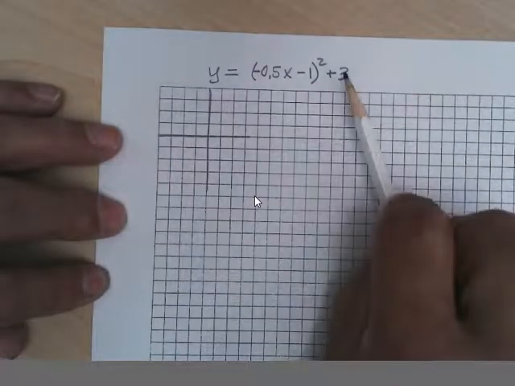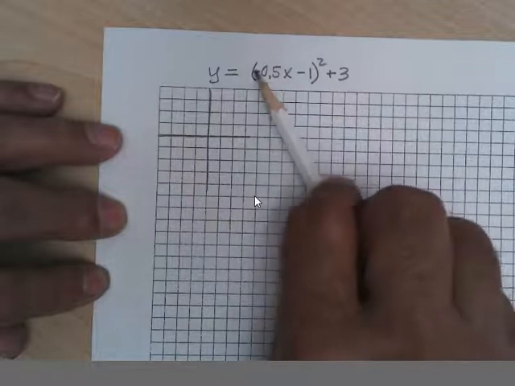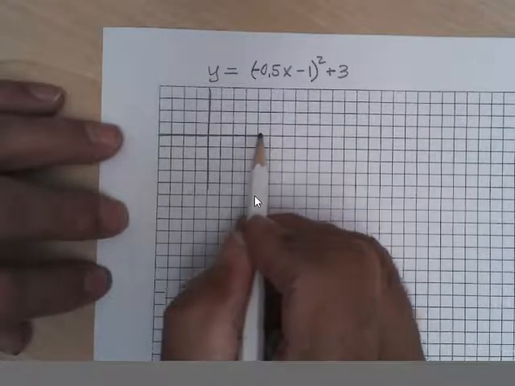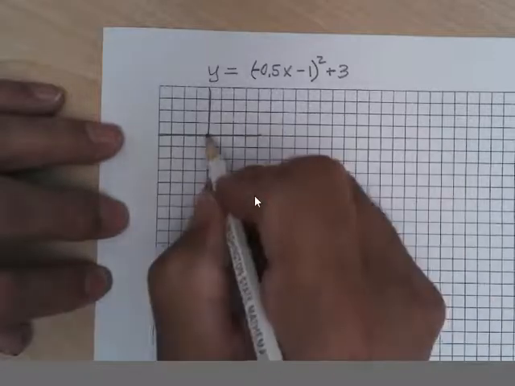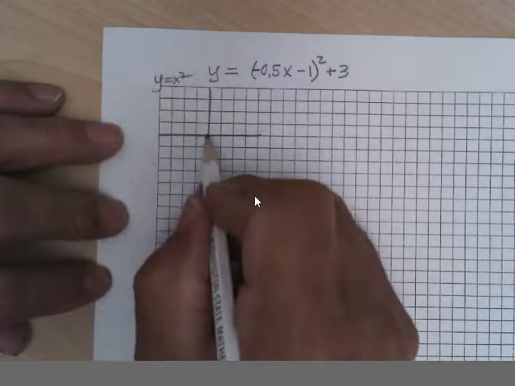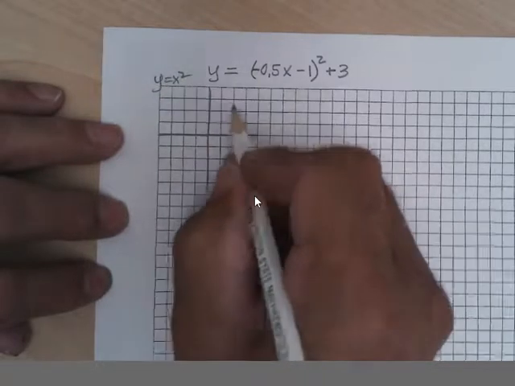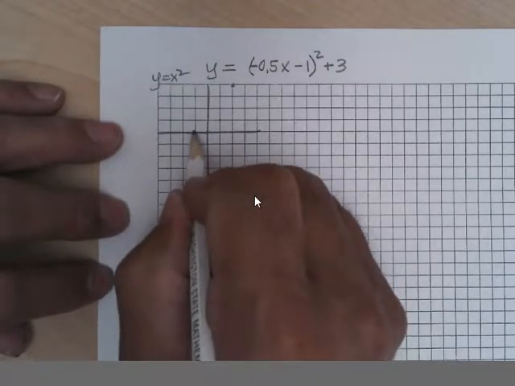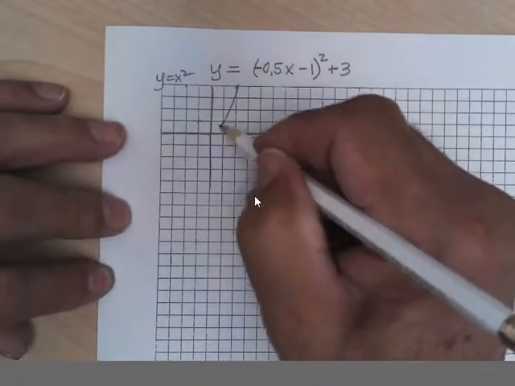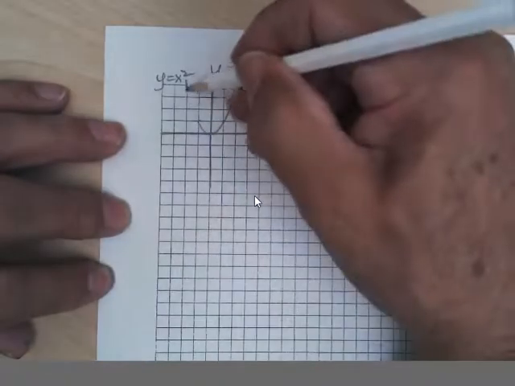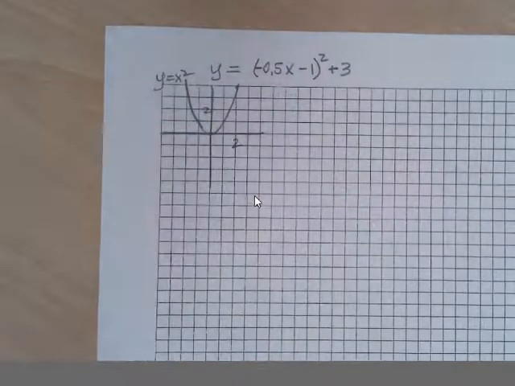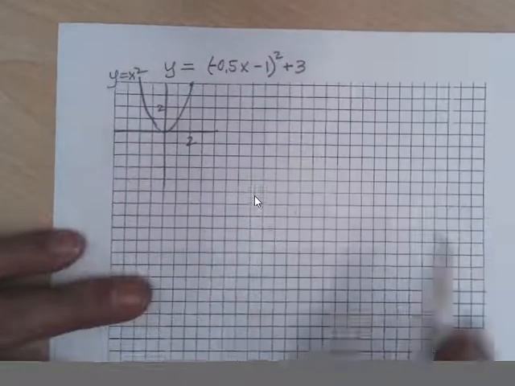So now I have 1, 2, 3, 4 transformations. The parent function, the parabola, is 0, 0, 1, 1, 2, 4, minus 1, 1, minus 2, 4. Those are my 5 points that I'm going to try to keep track of as they go through the transformation. And that's 2 and that's 2. Okay.